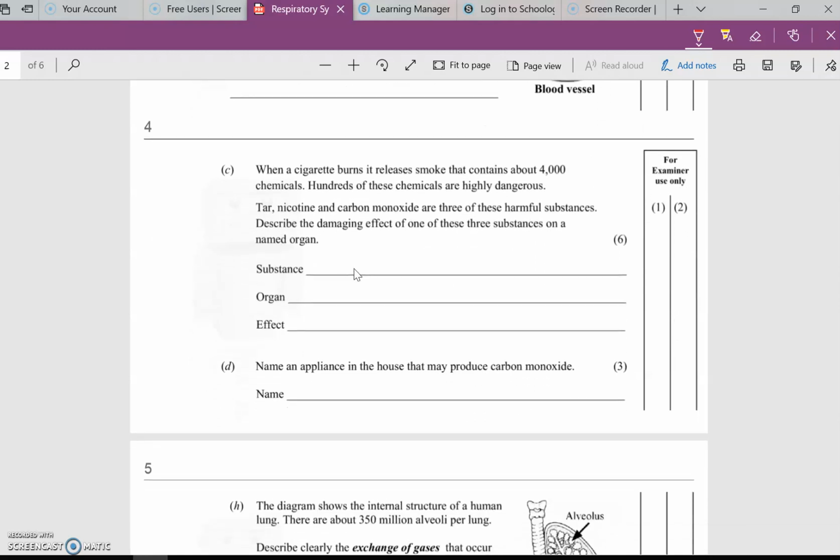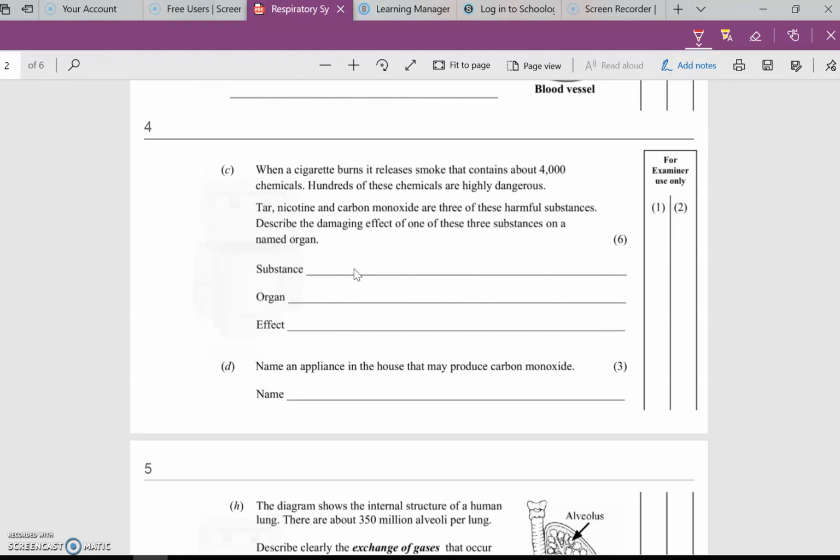Question 4. When a cigarette burns, it releases smoke that contains about 4,000 chemicals. Tar, nicotine, carbon monoxide are 3 of the harmful substances. Describe the damaging effect one of these substances has on the named organ. Okay, so tar is the main one that we link to. The substance tar will have a massive effect on the alveoli because it literally cakes the inside of your lungs with a layer of black substance.